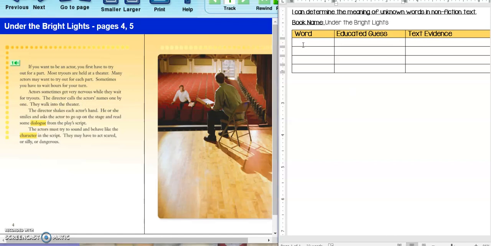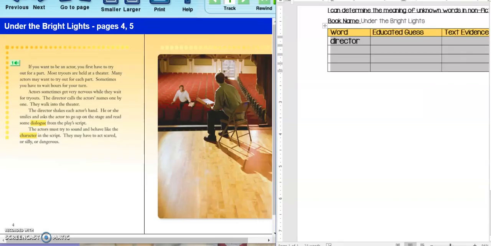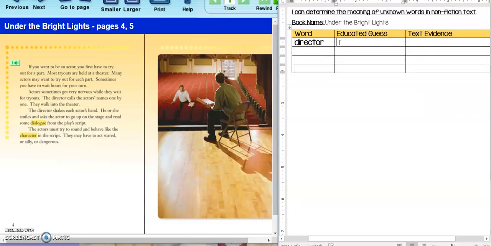Director. I don't really know what a director is, so I'm going to write director, and then I'm going to take an educated guess. I want to say a director is like the boss of the people, like the boss of the actors.